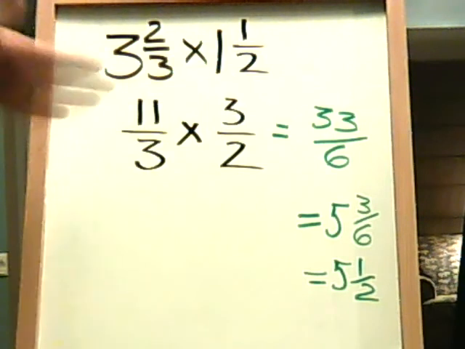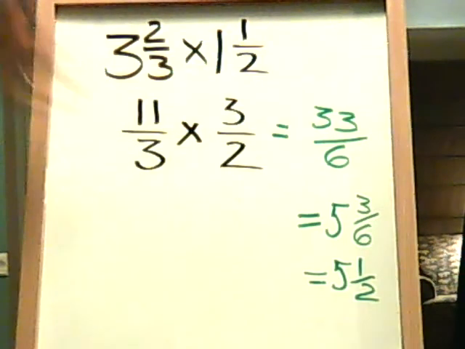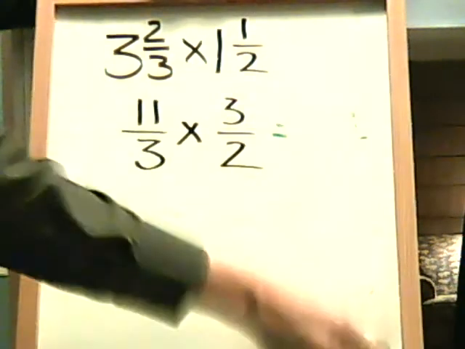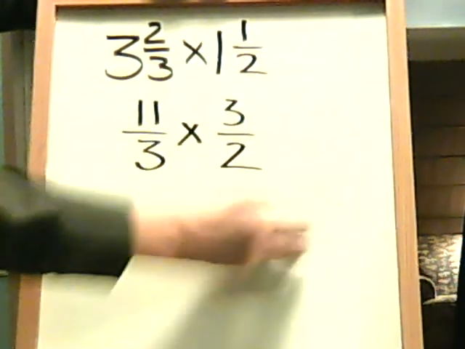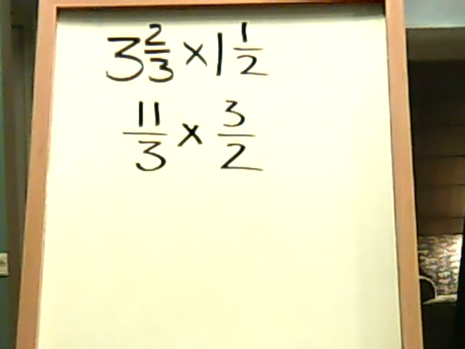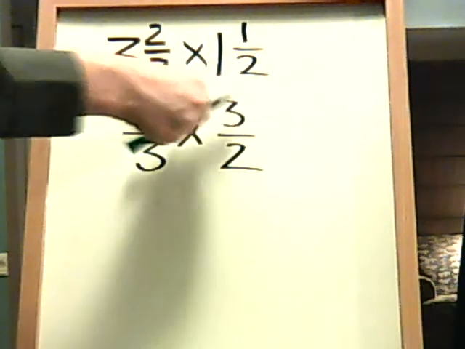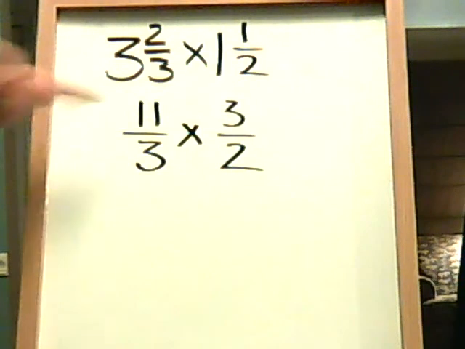However, it's a little bit easier if you do some canceling first. We call it cross-canceling or canceling. I prefer just to call it canceling so that it doesn't get confused with some other processes. Now what we're doing is we're looking on the diagonals to see if there's any shared factors.